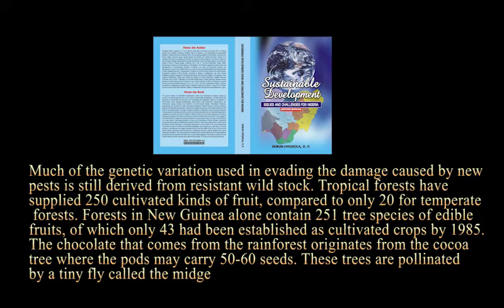Forests in New Guinea alone contain 251 tree species of edible fruits, of which only 43 had been established as cultivated crops by 1985. The chocolate that comes from the rainforest originates from the cocoa tree, where the pods may carry 50 to 60 seeds. These trees are pollinated by a tiny fly called the midge.